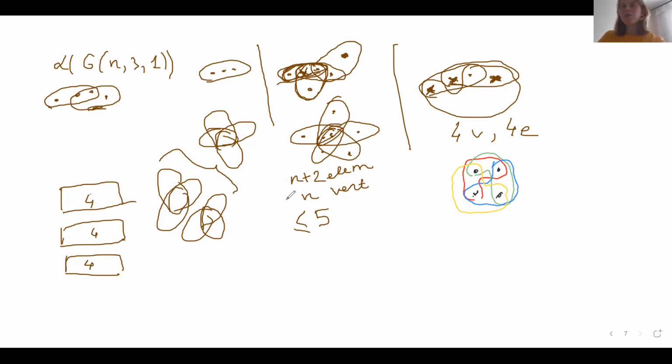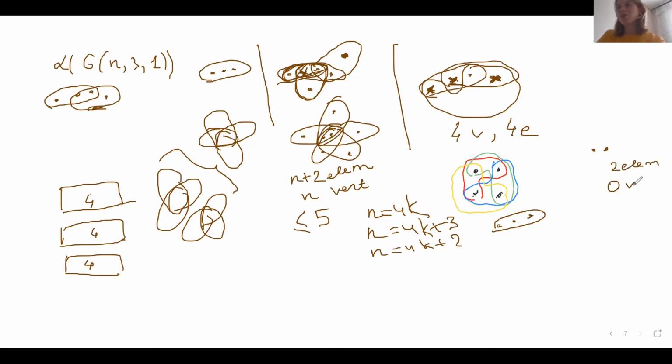And now let's think of an answer for different n. n might be like this. Then the best variant is having k blocks of four. n might be like this, then there are k blocks of four and a small flower which consists only of one set. And it might have a remainder of two when divided by four, then it consists of k blocks of four and two more elements, and really these two elements also give us a little flower, because there are two elements and zero vertices.